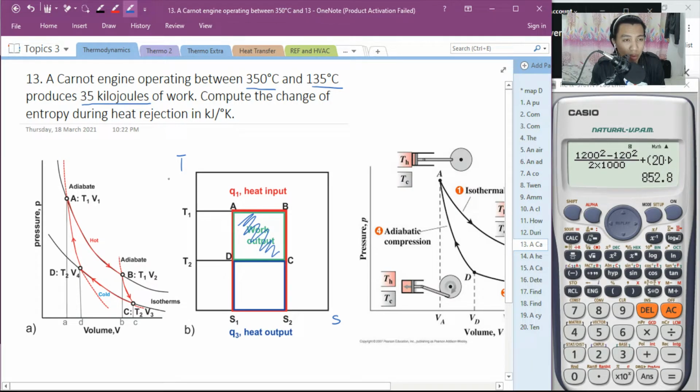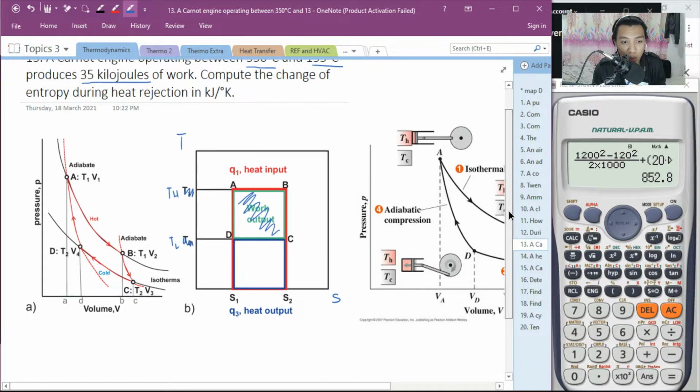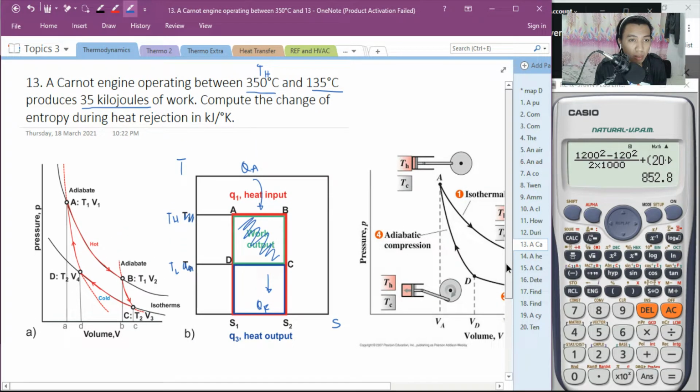Okay? So, meron kang given na T high. This is T1. Dapat to ginawa mo na lang TH. This is T low. And then S1 and then S2. Compute the change in entropy during heat rejection. Saan po ba nagkakaroon ka dyan ng heat rejection? The heat rejection process happens here. QR. Dito nangyayari yung heat input mo, QA. So, meron ka dyang the change in entropy.